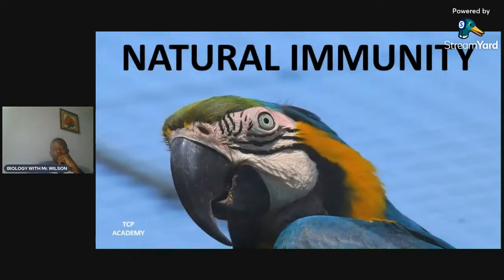Now, immunity could also be considered as natural or artificial. With natural immunity, it is organic.